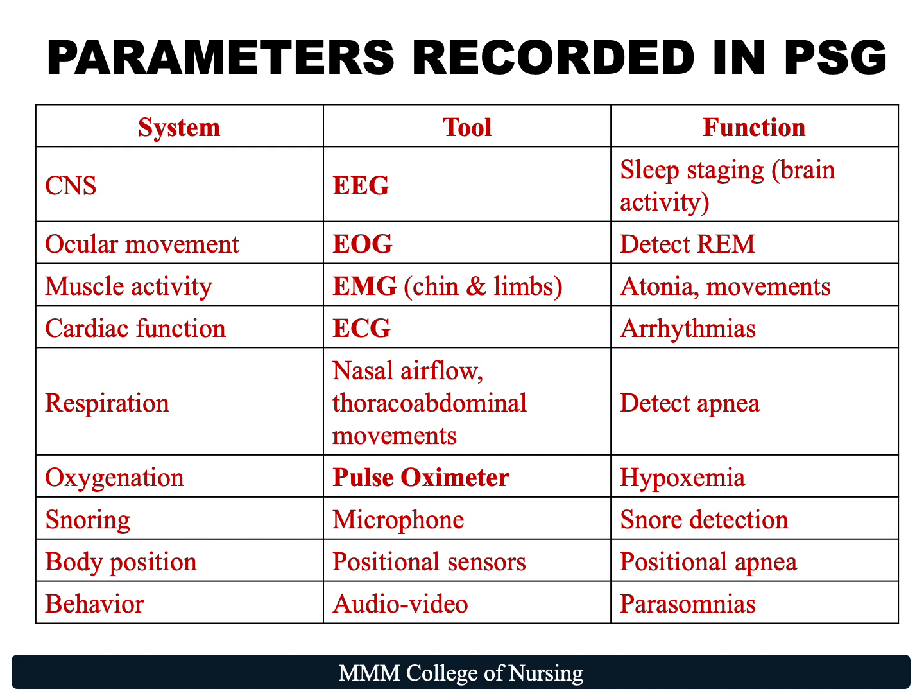Next, for respiration, the tool used is nasal airflow and the thoracoabdominal movements to detect apnea. For oxygenation, a pulse oximeter is used, which measures the oxygen saturation, and this is to see if the patient is going into hypoxemia. The next is snoring, which using a microphone, the snoring can be detected. For body position, positional sensors are kept to assess positional apnea, and for behavior, the audio and video serves as a tool, and it is helping in diagnosing parasomnias.